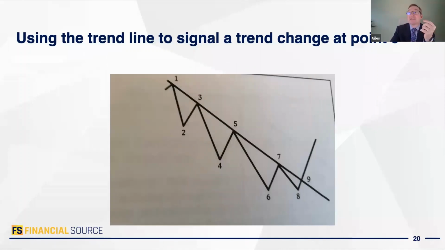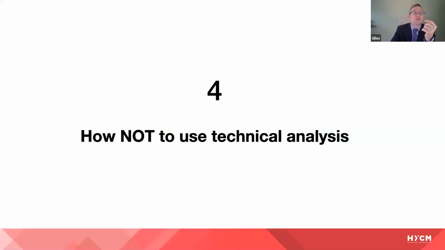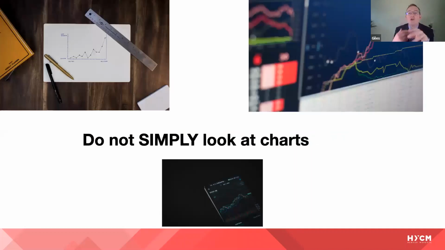So you can see here back exactly the same for a trend change at 0.9. Now, this is how not to use technical analysis. Before I go into some examples, do not simply look at charts. This is what's often peddled on the internet.